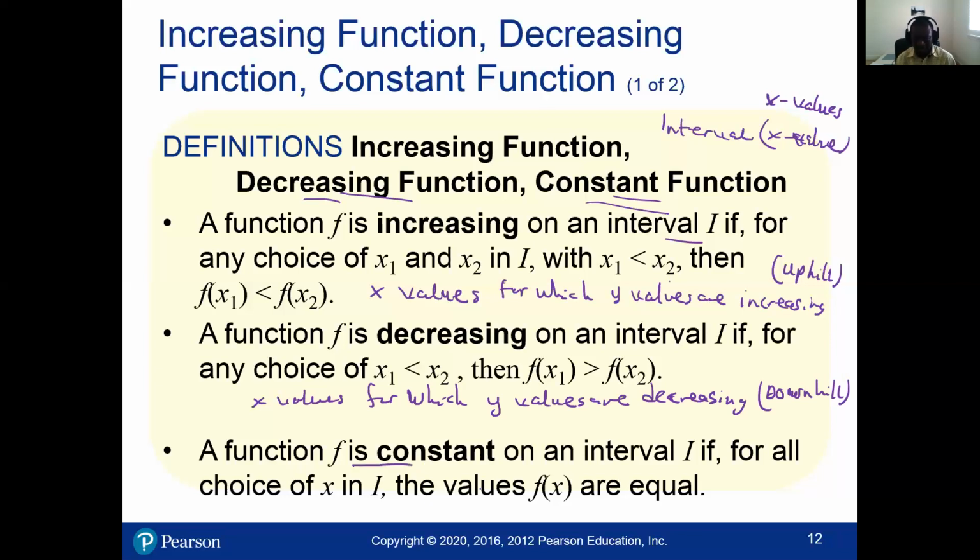They are still the y values for which they are all equal. For any value of x we plug in, it is a horizontal line. Or we can say that the graph is flat. So here you say the graph is going downhill, or you can say the graph is going uphill. So if it's going uphill, it's increasing, downhill is decreasing, and flat is constant.